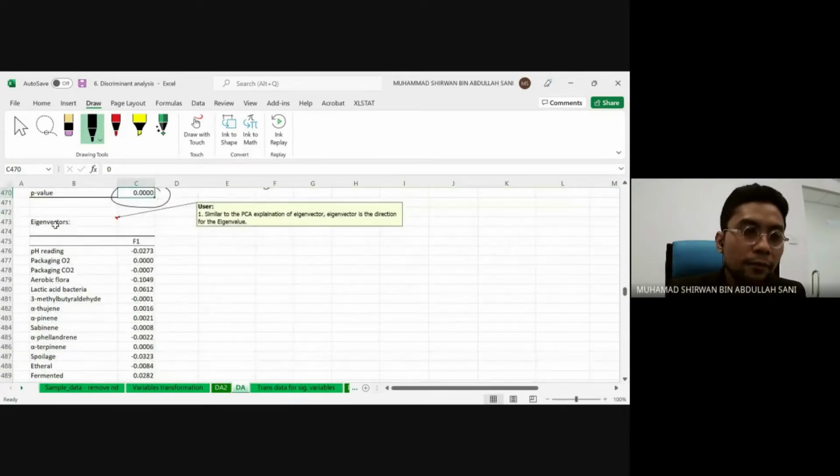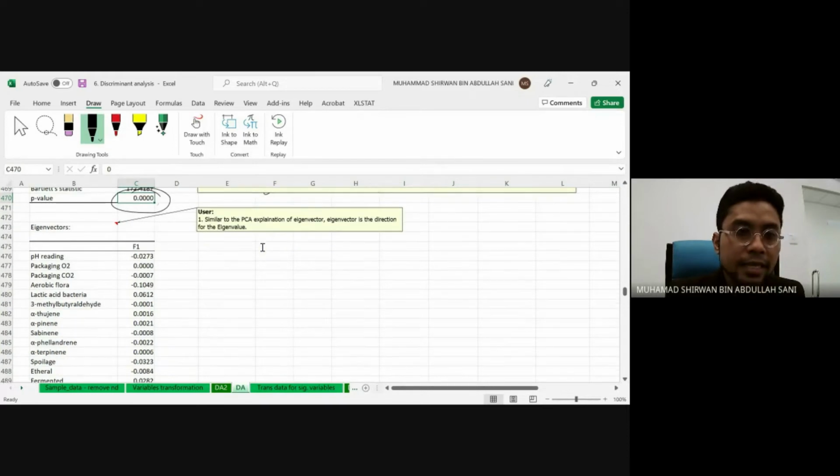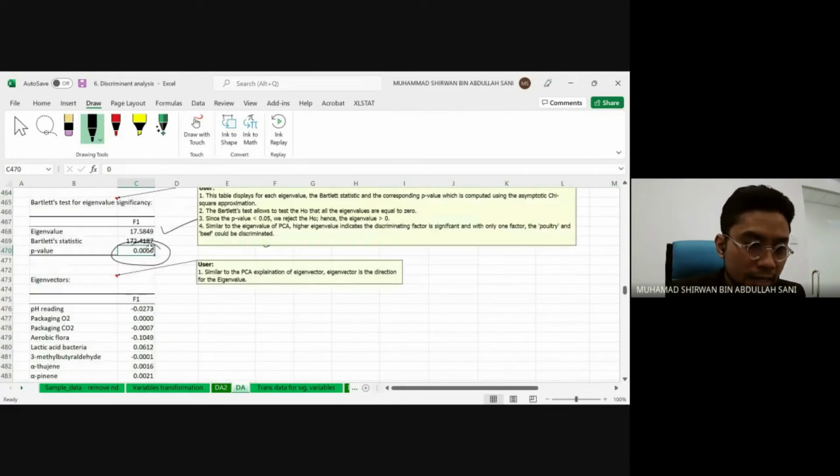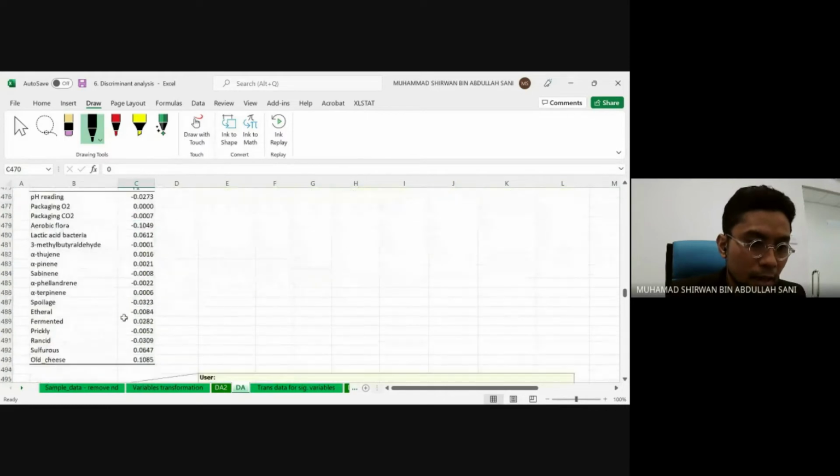Now we also have eigenvectors. So these eigenvectors are similar to PCA. Yesterday punya topik lah, PCA explanation of eigenvectors. Eigenvectors is the direction of the eigenvalue. So cukuplah dengan satu saja factors kita dapat differentiate.